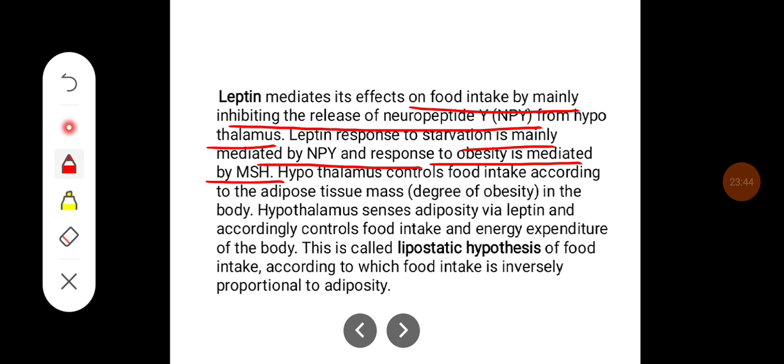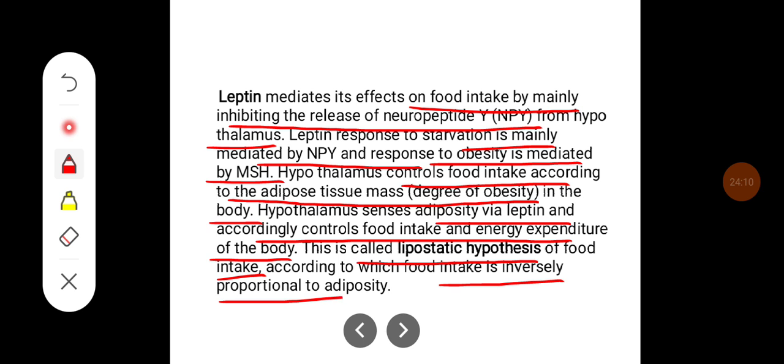the melanocyte-stimulating hormone. The hypothalamus controls food intake according to the adipose tissue mass, that is, the degree of obesity in the body. Hypothalamus senses adiposity via leptin and accordingly controls the food intake and energy expenditure of the body. So this is called the lipostatic hypothesis of food intake, according to which the food intake is inversely proportional to the obesity. So when fat adiposity is less, the food intake is going to increase and vice versa.